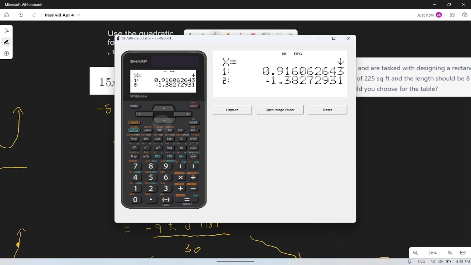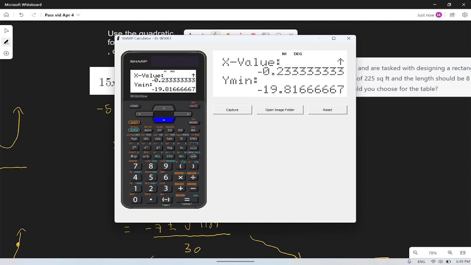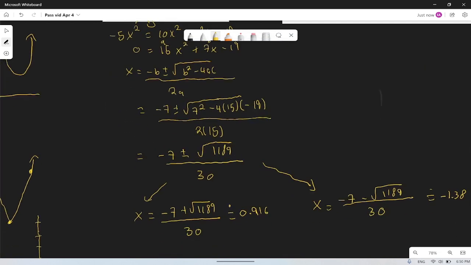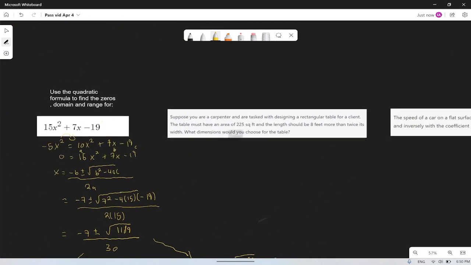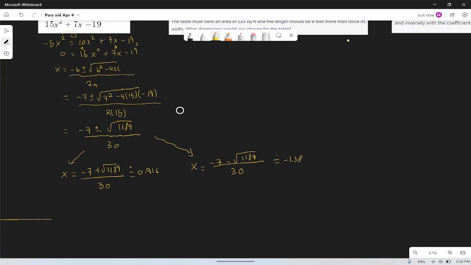Alright, just a way to check your answers, but it says use the quadratic formula. You still have to do the quadratic formula in order to get your marks, but it's just a good way of checking if you're right or not. Alright, I'll move this out of the way.